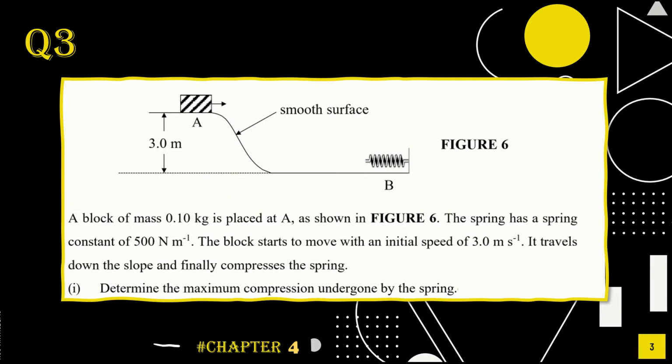Question number 3 is from chapter Work, Energy and Power. So let's read the question. We have a block of mass 0.1 kilogram is placed at point A. So we have A here at some height.